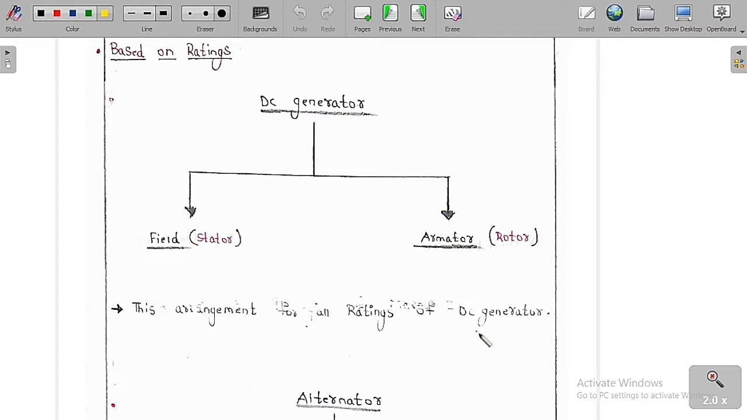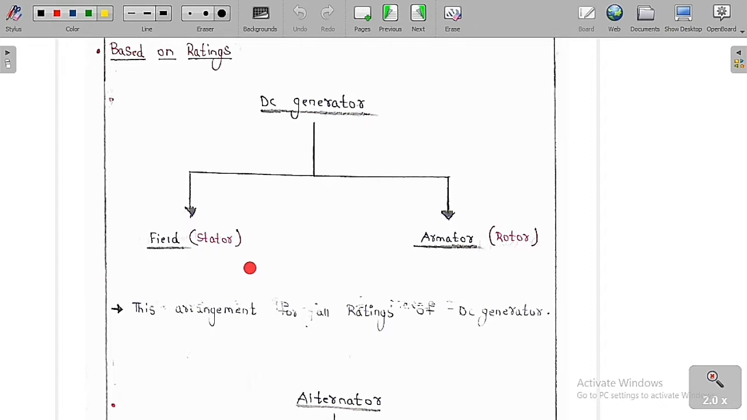Irrespective of the rating of the DC generator, no matter what the rating is, we always keep the field winding on the stator and the armature winding on the rotor. Only if you keep the armature winding on the rotor is commutation possible, and only then can we get the output as pure DC in nature. So for a DC generator, irrespective of the rating, the field winding is always kept on the stator and the armature winding is always kept on the rotor.